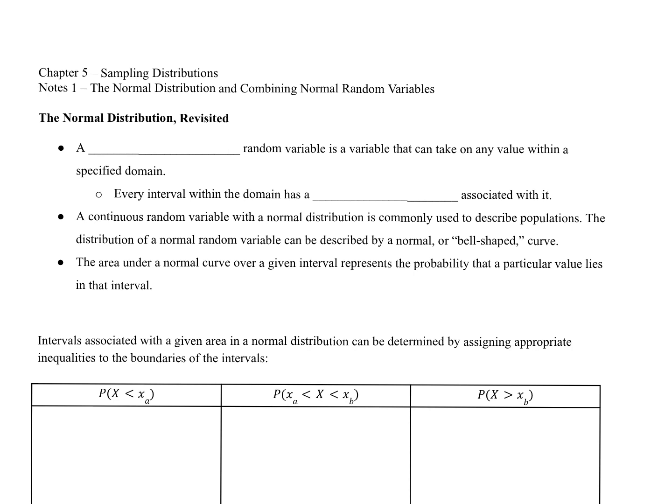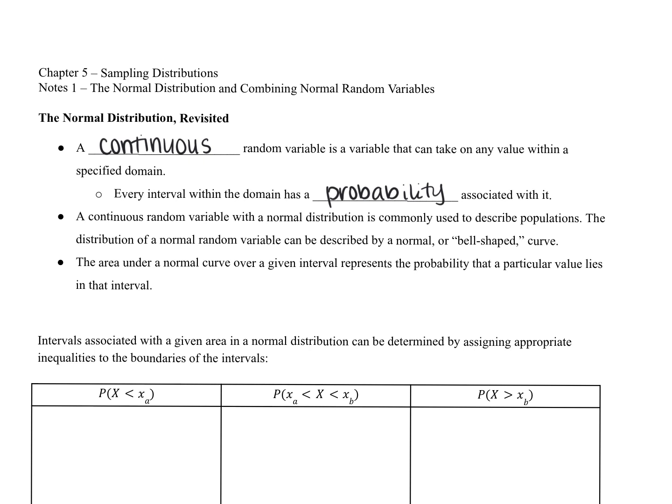So just to review, when we talked about continuous random variables in chapter 4 and then also the normal distribution back in chapter 1. A continuous random variable is a variable that can take on any value within a specified domain. So every interval within the domain has a probability associated with it. So that's the probability of something being less than, greater than, between, greater than or equal to, all of that stuff.